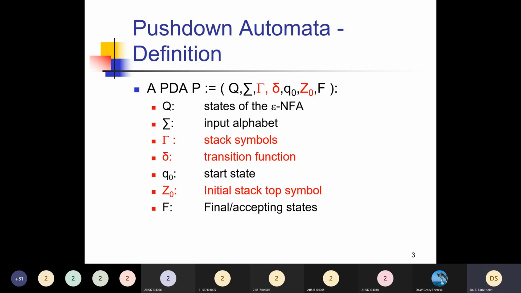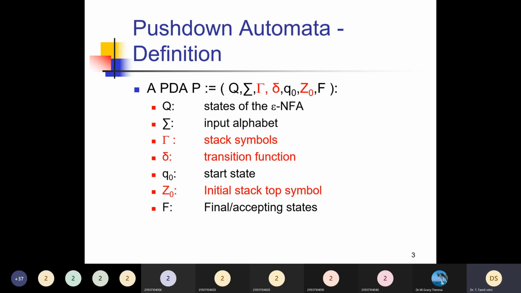The first one is capital Q. Capital Q, we already know, is the finite set of states. And then the next one is the input alphabet. And the third one is nothing but the stack symbol. This is the new parameter in pushdown automata. We don't have this particular parameter in finite automata. So this is the stack symbol. Coming to the fourth parameter, this is the transition function. We already know this. We used this in our finite automata.